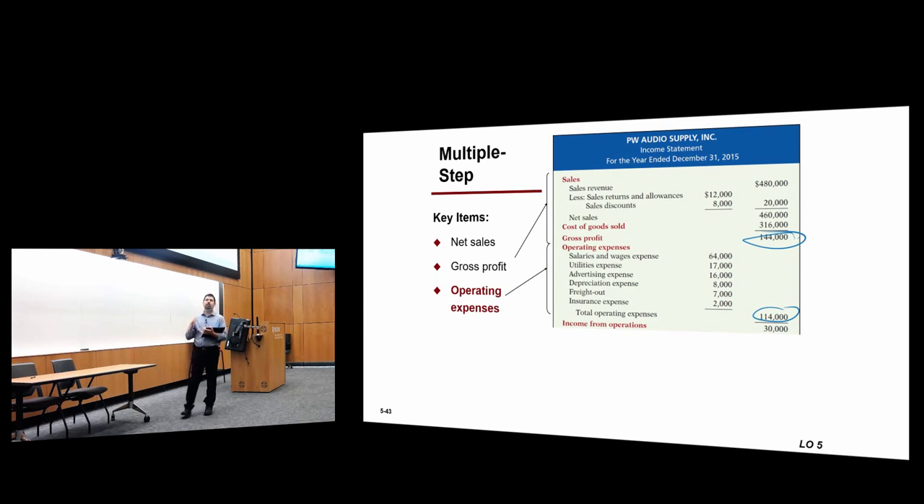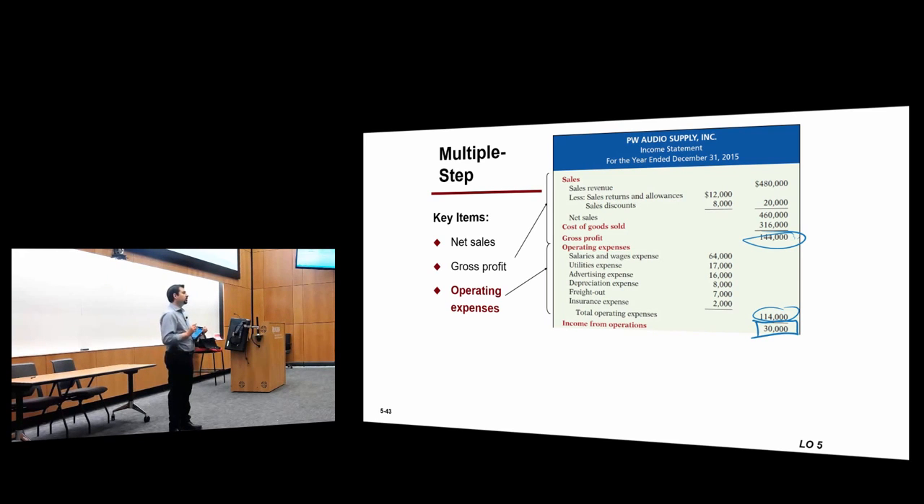So this is why they call it multiple step. We started with sales, we got to net sales. We subtracted from that cost of goods sold, we got to gross profit. From gross profit, we subtract total operating expenses, and it will give us net income, or income from operations.